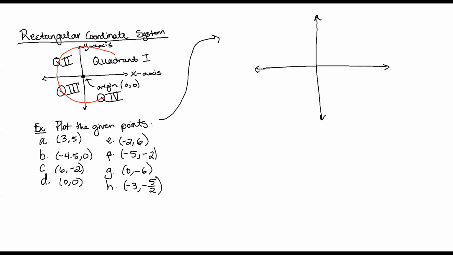And so what I'm going to do, we have our x-axis and our y-axis. I'm going to go ahead and put tick marks here. I'm just going to see how far out we go. So it looks like our largest number is 6. So I'll just go 6 in each direction. So 1, 2, 3, 4, 5, 6.